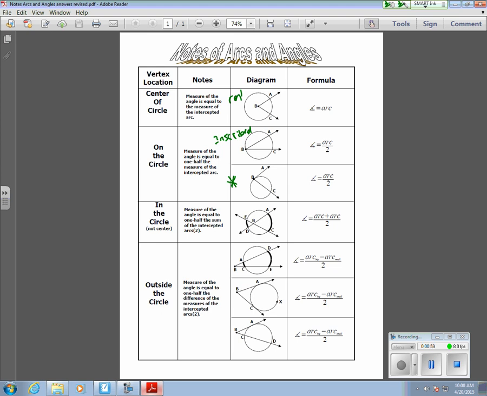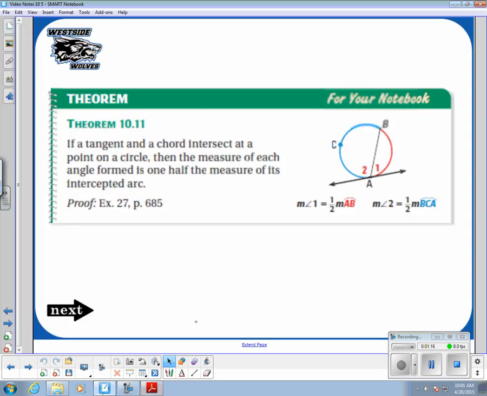This was a central angle. You need to know what these are called. Okay. And so this is the one we're doing right now. So if the vertex is on the circle, the angle is equal to this arc that's on the inside of the angle divided by 2, whatever it happens to be. Okay. So if we go back to our notes, angle number 1 here is the red arc divided by 2, and angle number 2 here is the blue arc divided by 2.